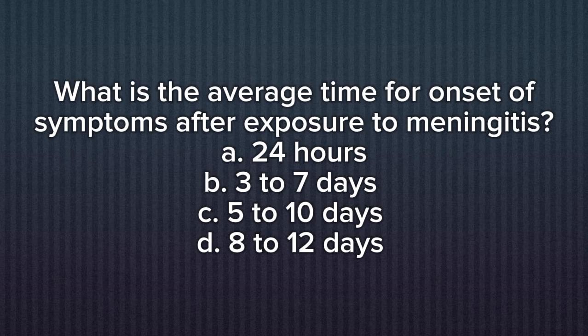What is the average time for onset of symptoms after exposure to meningitis? A. 24 hours. B. 3 to 7 days. C. 5 to 10 days. D. 8 to 12 days.